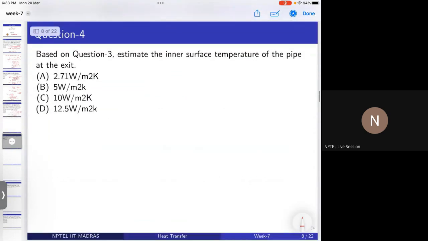So let's go to the next question, which is a continuation of the previous question. We have to estimate the inner surface temperature of the pipe at the exit. Okay. So please don't look at the options. So we have to find out the inner surface temperature of the pipe at the exit, not the fluid temperature, the inner surface temperature of the pipe.